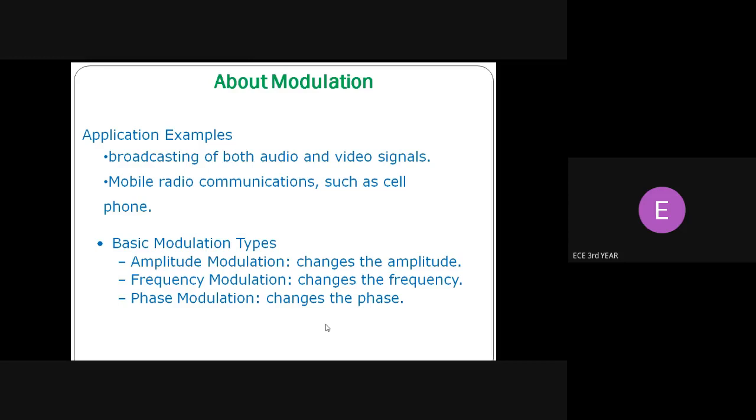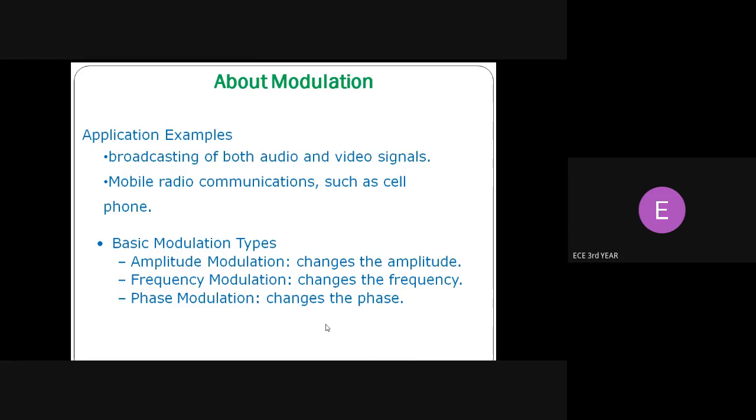First, amplitude modulation. A wave has three parameters: amplitude, frequency, and phase. If you modify the amplitude of the carrier signal, the modulation is said to be amplitude modulation. If we modify the frequency of the carrier signal based upon the message signal, it is known as frequency modulation. If we change the phase of the carrier signal based upon the message signal, it is known as phase modulation. So these are the three basic modulation types.